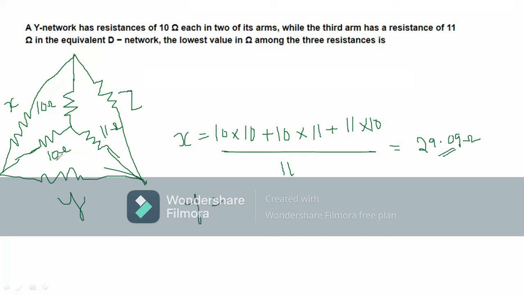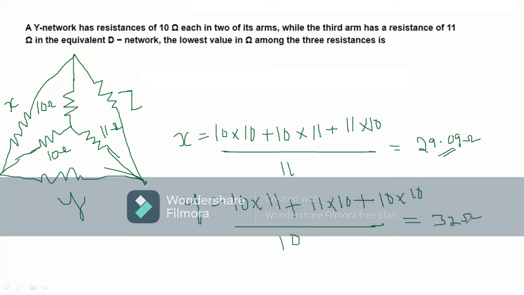So let us calculate Y. So 10 into 11 plus 11 into 10 plus 10 into 10, divided by 10. If you calculate, you should get around 32 ohm. 32 ohm.